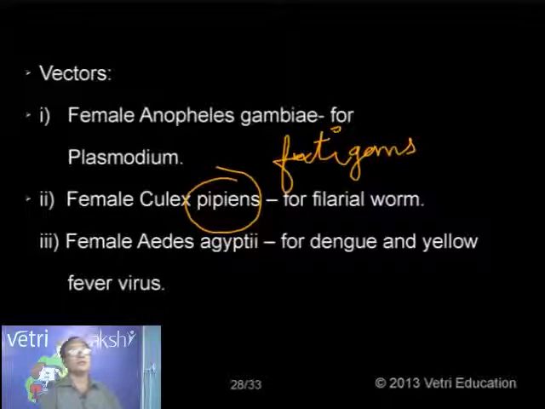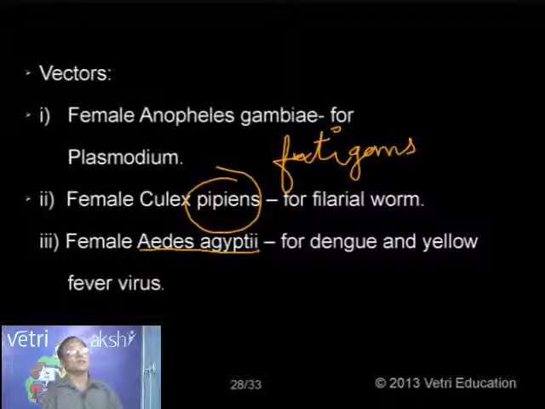Now we have the female Aedes aegypti, another mosquito, the third group of mosquito, the one responsible for transmitting yellow fever and dengue fever caused by the virus. So unlike the first two, namely the female Anopheles and female Culex, which lay their eggs in water, this one normally lays its eggs on moist soil. So there is a main difference between these.